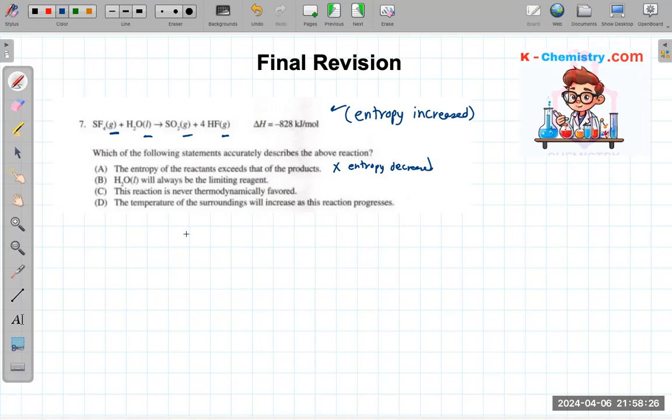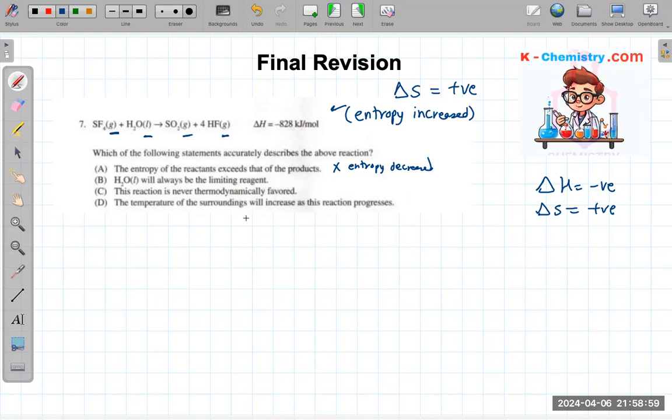This reaction is never thermodynamically favored. The delta S is a positive value, increased, and delta H is a negative value. What happens when the delta H is negative and delta S is positive? It's favored. It is always favored.